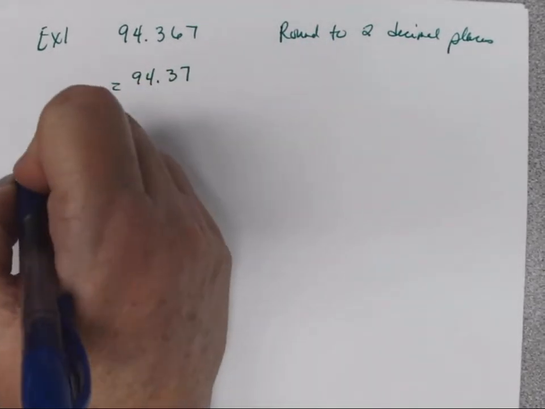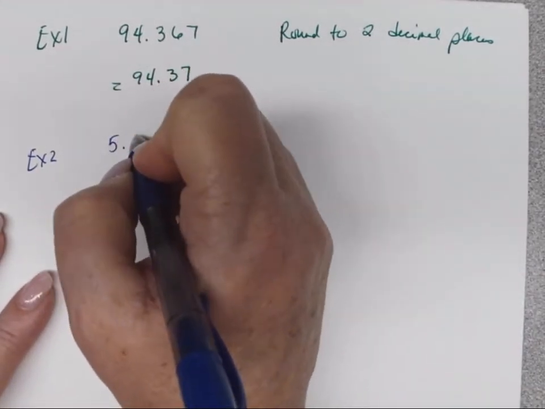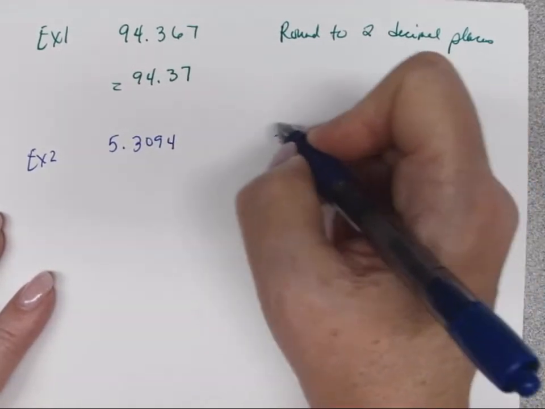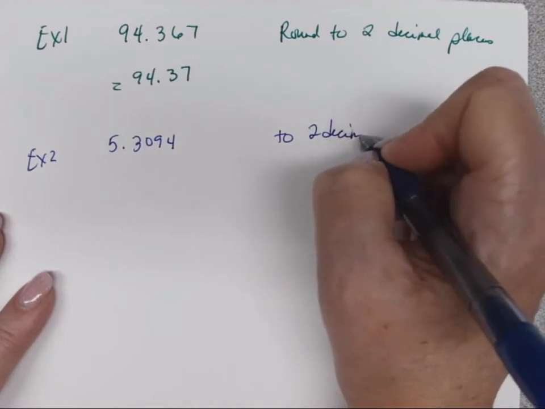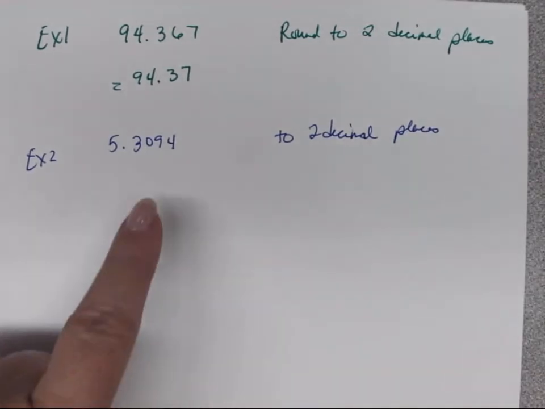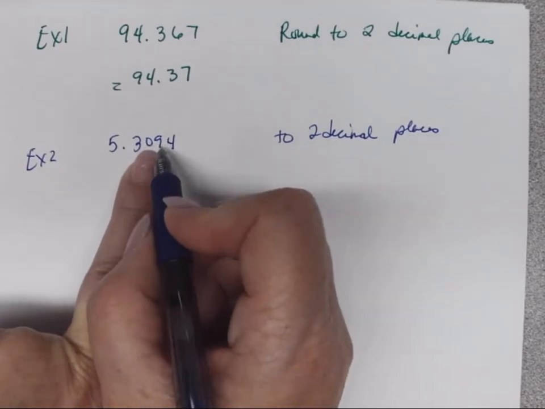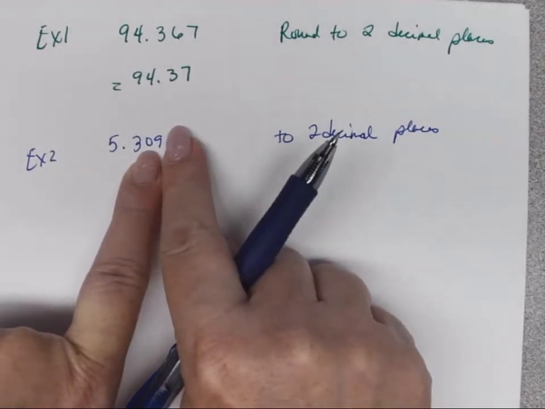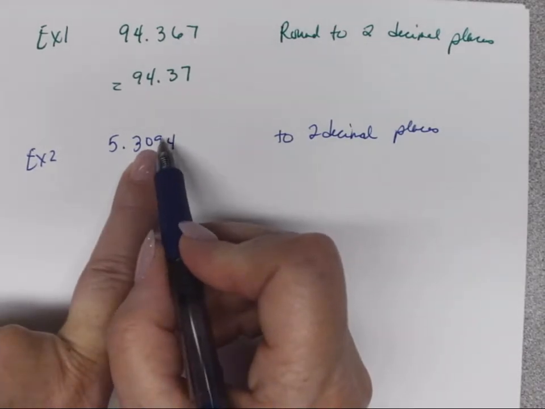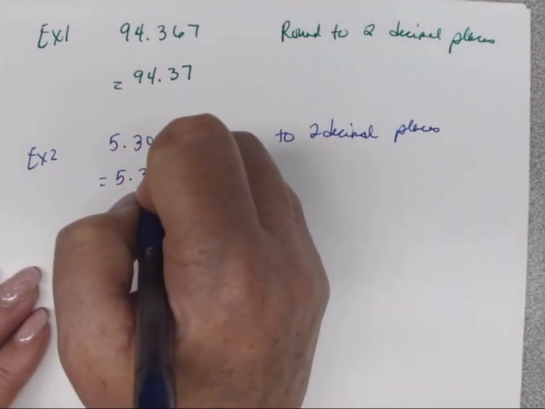All right, let's look at example 2. If we have 5.3094, and again we want to round to 2 decimal places, we're looking at the 0 here as the second decimal place. We look at the number after it. We don't worry about the 4. Just because there's a 4 there, it doesn't play at all into what we're looking at. We only look at the 9 after it. The 9 is 5 or greater, so we round up. So this would become 5.31.